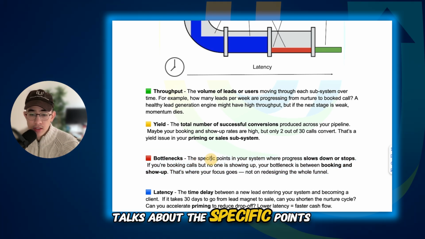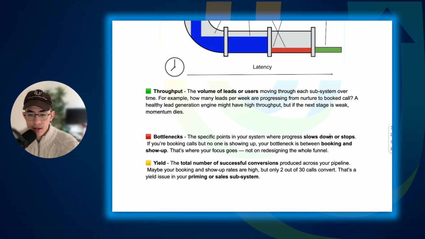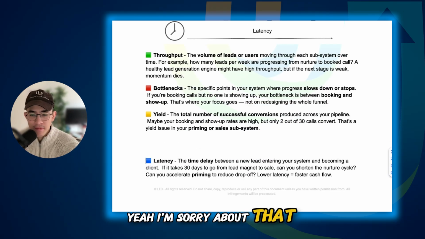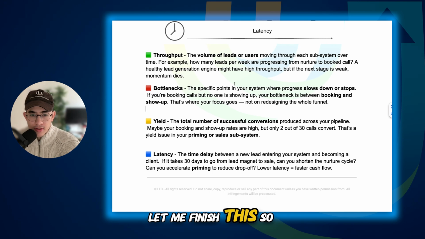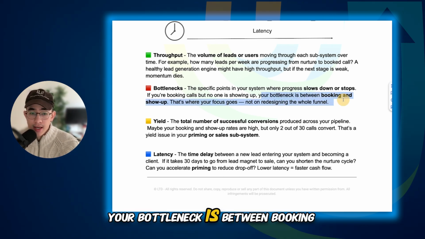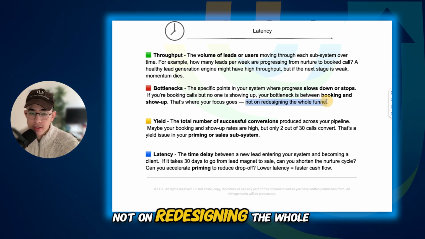Then there will be bottlenecks, which I'll get into next, which are the specific points in your system where progress slows down or stops. So if you're booking calls but no one's showing up, your bottleneck is between booking and show up. That's where your focus goes, not on redesigning the whole funnel.